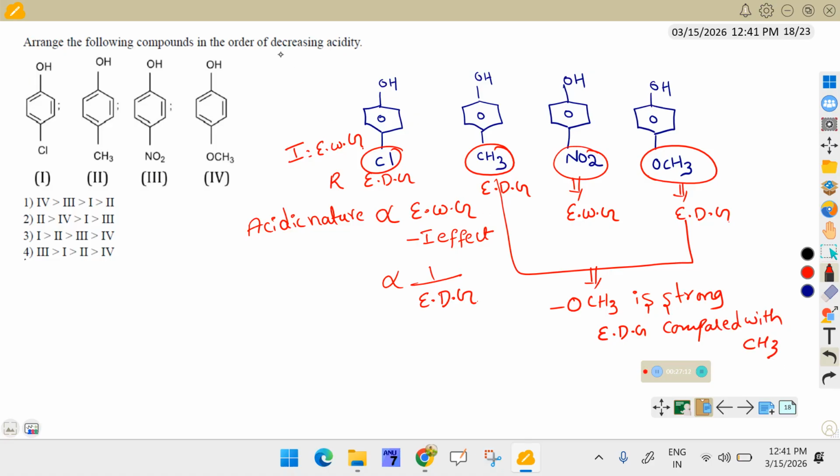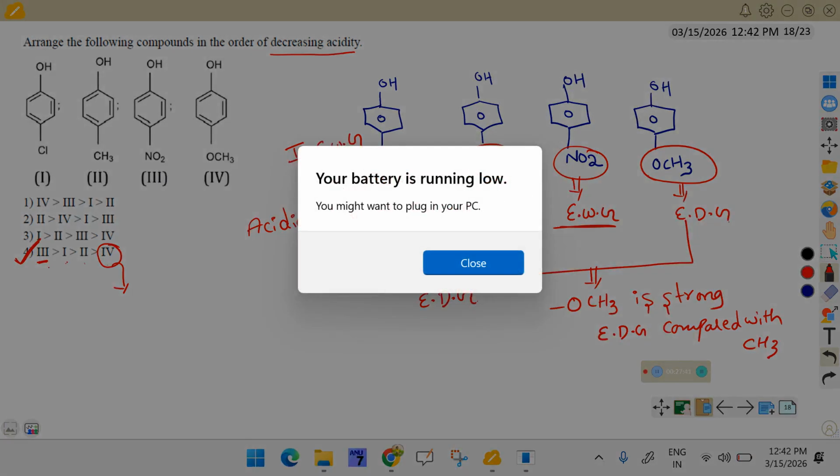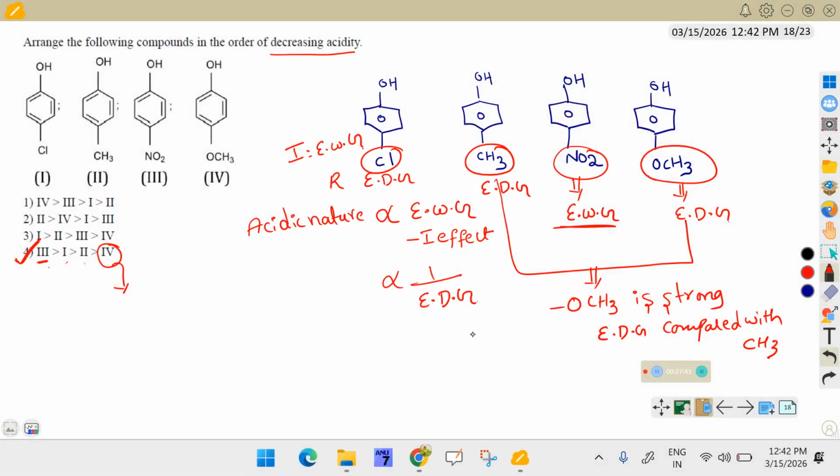Here, the decreasing order of acidic nature starts with the highest. The most acidic is NO2, the third one. Only one option is there, that is the fourth option. Third after 1, 1 after 2, 2 after 4. 4 is last because OCH3 is a strong electron donating group compared with CH3. As electron donating nature increases, acidic nature decreases.